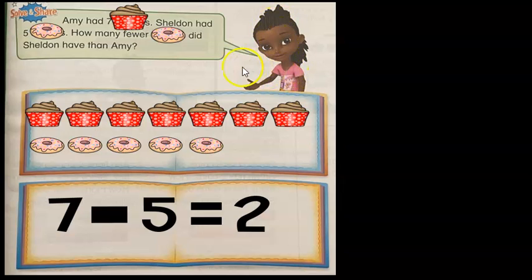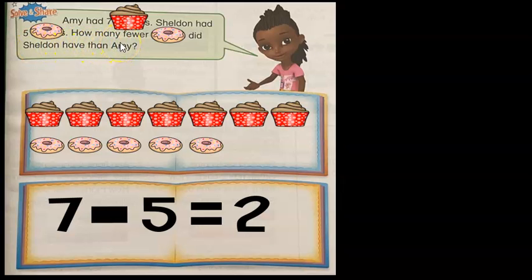Here's Jada again. Look, Jada gave us a problem to solve and share. Now, let's read it together. Amy had 7 cupcakes. Sheldon had 5 donuts. How many fewer donuts did Sheldon have than Amy?